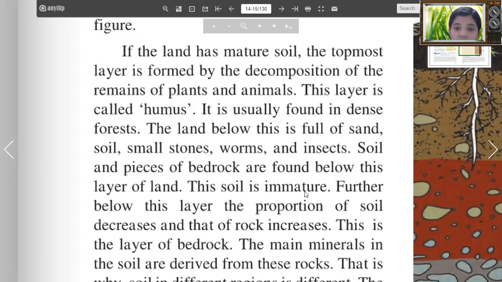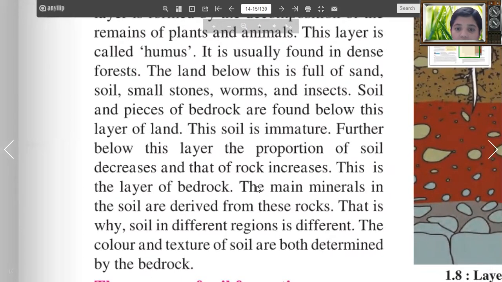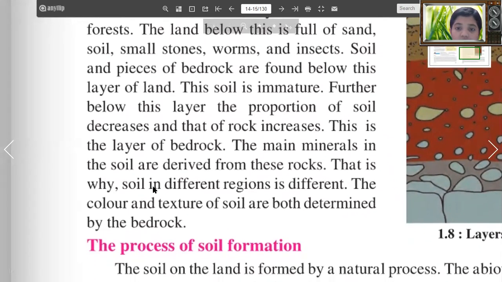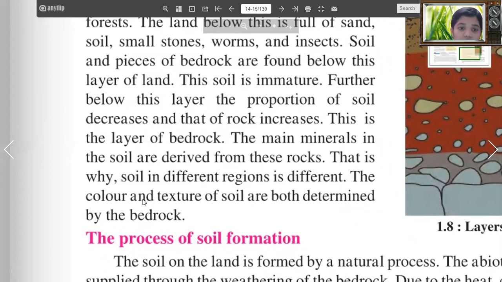This soil is immature. Further beyond, the proportion of soil decreases and that of rock increases. This is the layer of bedrock. The main minerals in the soil are derived from these rocks. That is why soil in different regions is different. The color and texture of the soil are both determined by bedrock.